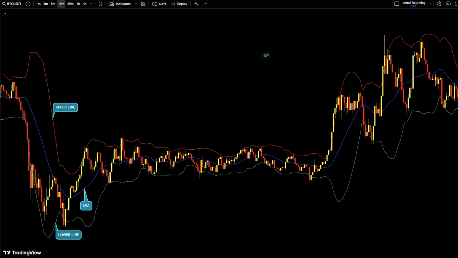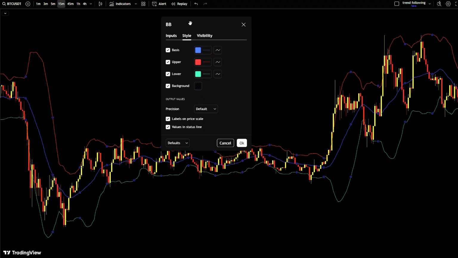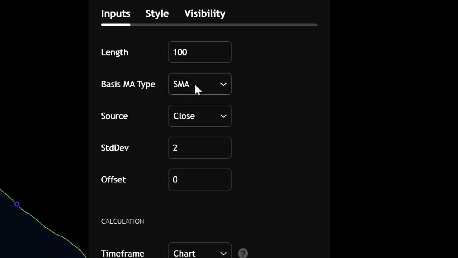That's a great tool, but the standard settings are a little too short term for what we're doing. We want to see the whole river, not just the last few feet. So we're just gonna tweak the settings real quick. In the inputs, the length is usually at 20. I just bumped this up to 100. All that does is tell the indicator to look at the last 100 candles instead of the last 20. So it gives us a much smoother, more stable picture and filters out a lot of that short-term chop.